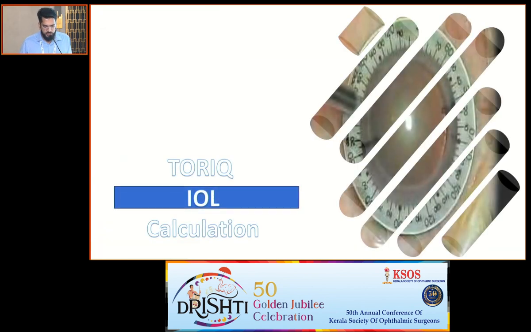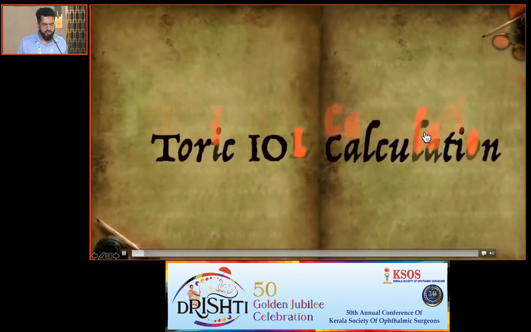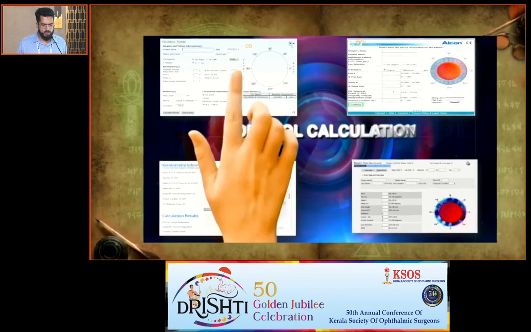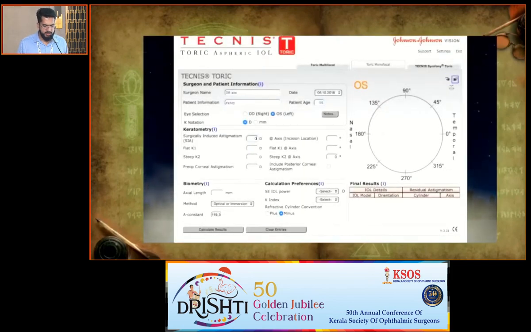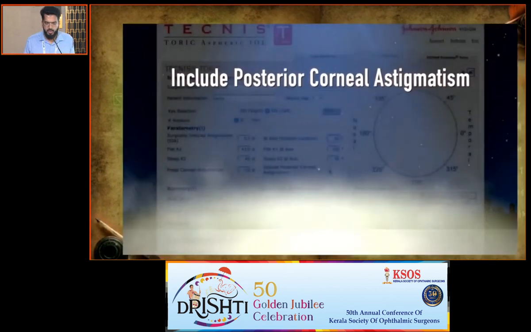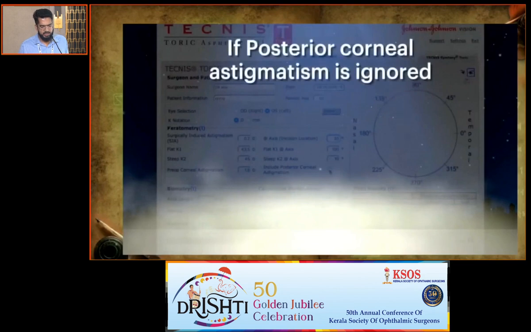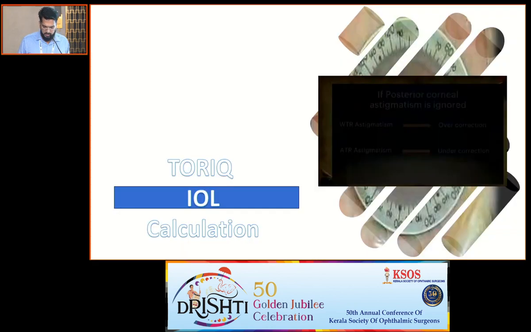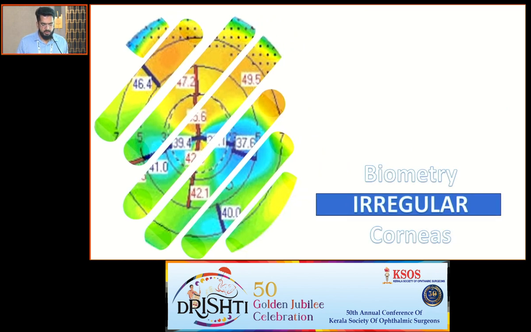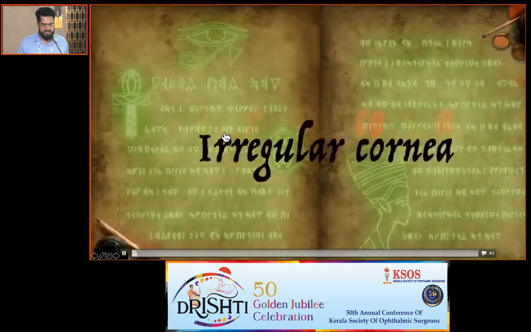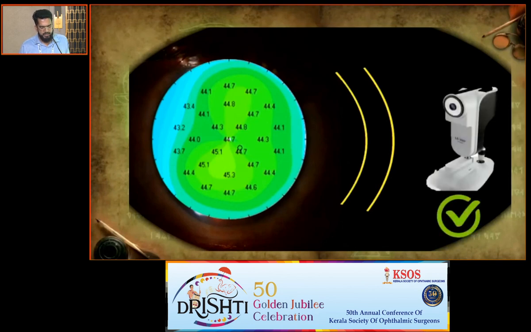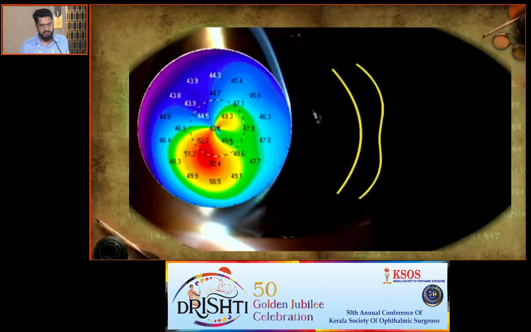The next thing is again the toric IOL calculation. We know we have a lot of IOL calculators available online. One thing to be highlighted here is we have to take care about the posterior curvature of the cornea, and that has to be recorded, otherwise we may land up with a wrong biometric value. If with the rule is missed, then the patient would land up in overrefraction, and if against the rule is missed, the patient may land up in an undercorrection. And the next thing we keep in mind is biometry in irregular corneas. As I said, the relationship between the anterior curvature and posterior curvature is important. The formulas would work out well, but when that relationship is altered in irregular corneas, then that is no longer standing, and we may land up with a wrong biometric value.